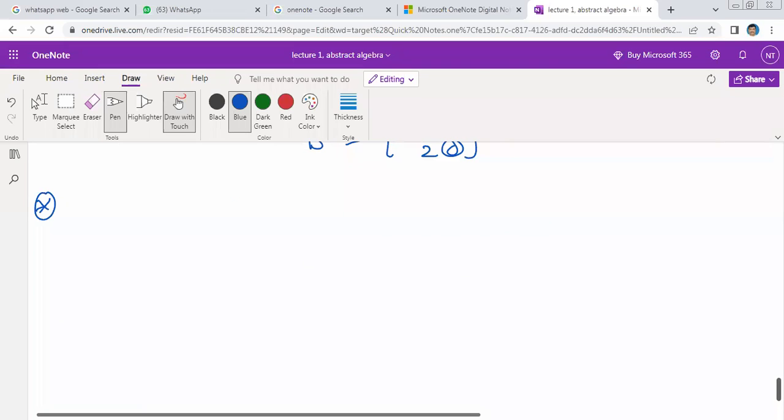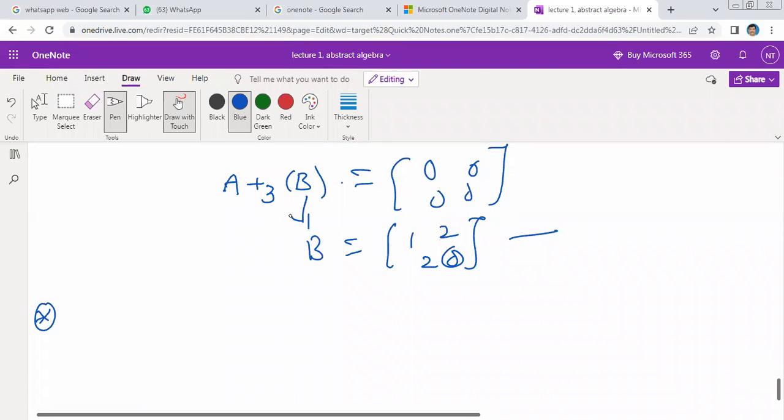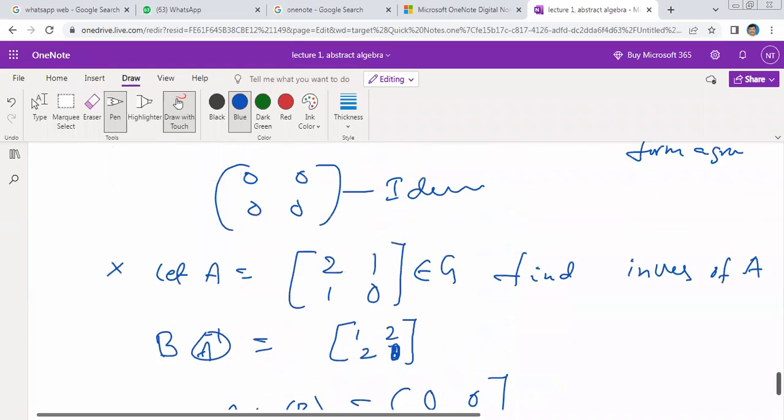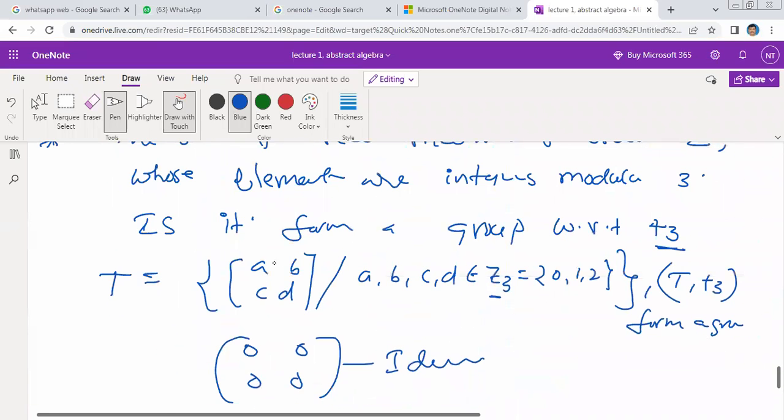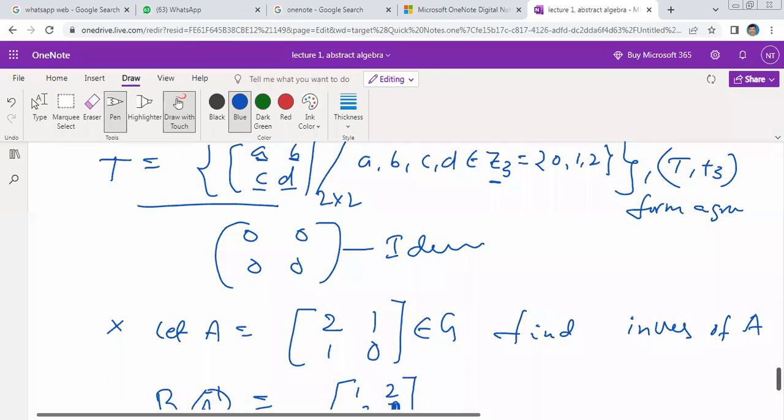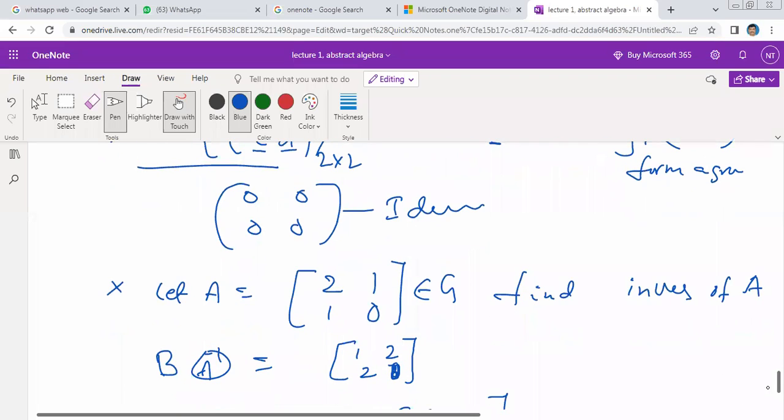My question is, suppose how many elements are there in this group? Suppose this is a T. How many elements are there in this group corresponding to AB? Can you tell me how many elements are there in this? It is a matrix of order 2 by 2. If it is a matrix of order 2 by 2, how many elements are there?